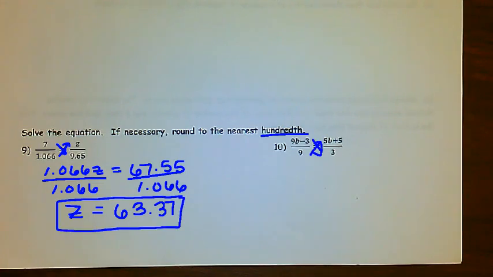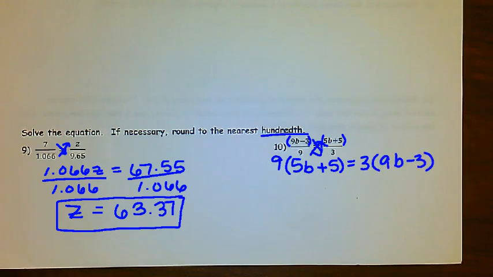This one's a little bit trickier. So we're going to do 9 times (5b plus 5). Remember, whenever you see these, just slap some parentheses around them first so you don't forget. I noticed a lot of you on the quiz that we took when we practiced these were making that mistake, so please just be careful.